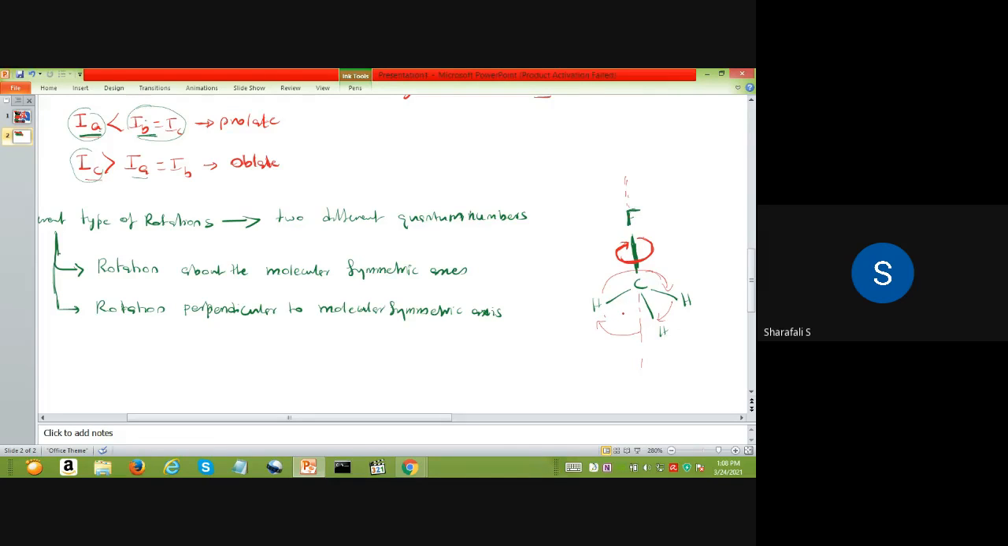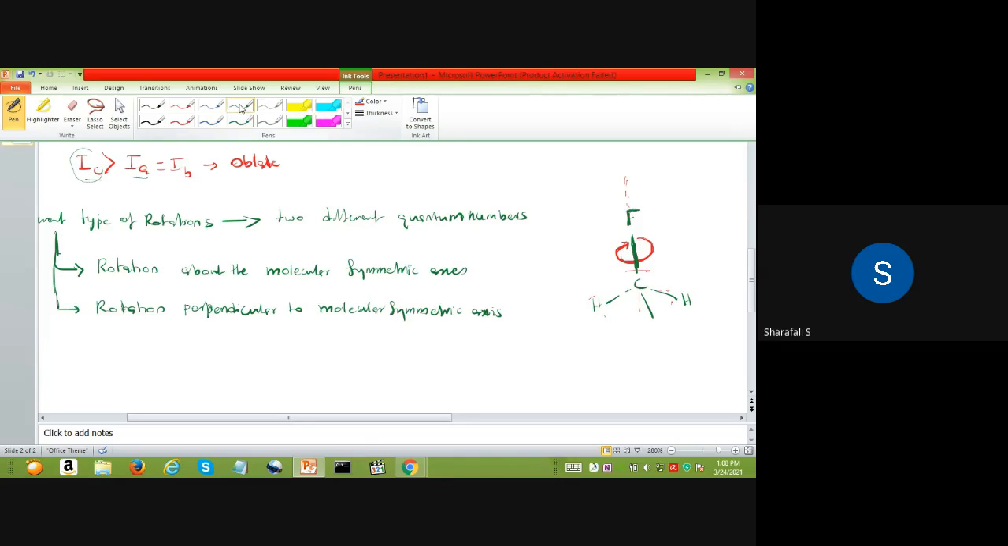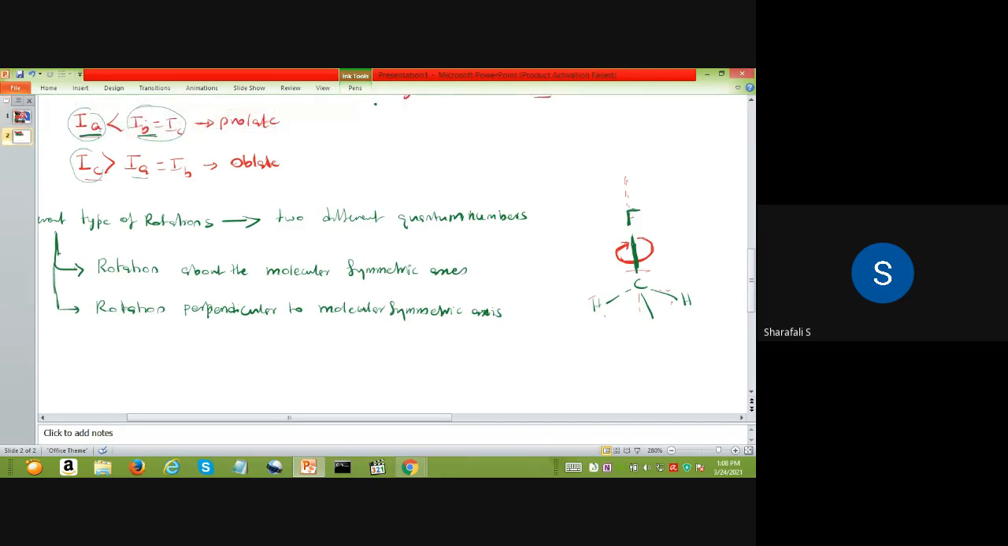Another possible rotation is that this entire hydrogen atom, just this rotation. So this is one rotation that is about that axis, the molecular symmetry axis. Another rotation which is possible is that this entire hydrogen atom is rotating perpendicular to this axis.